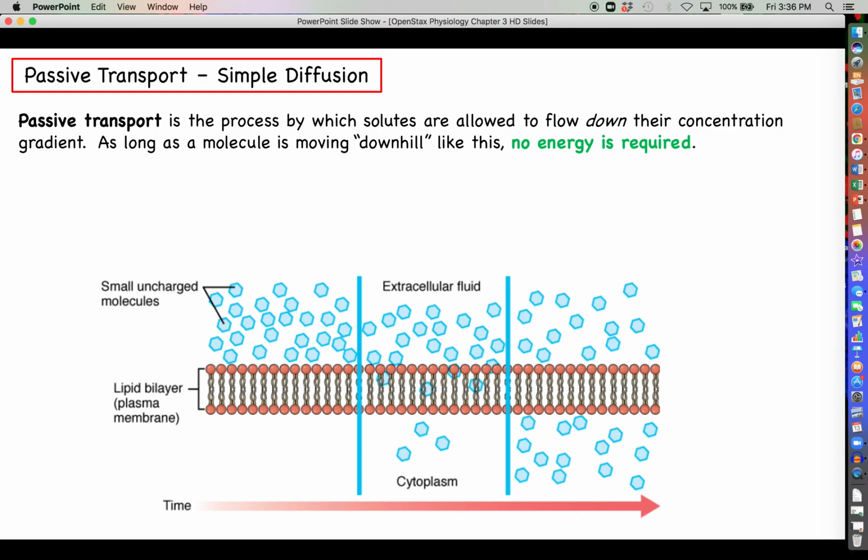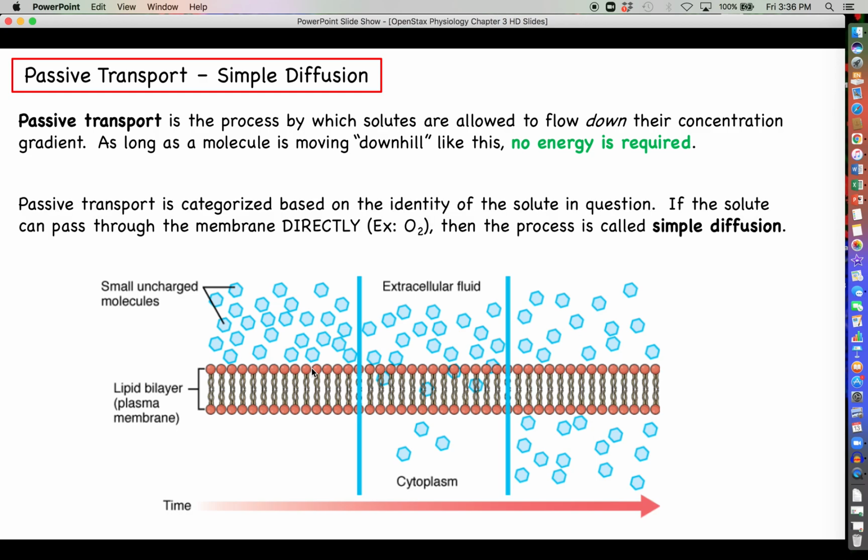So passive transport includes two different types of transport within it. The one we just got done describing here is called simple diffusion. Simple diffusion involves molecules moving down their concentration gradient, and these molecules that we're describing with simple diffusion move through the membrane all by themselves without any assistance.